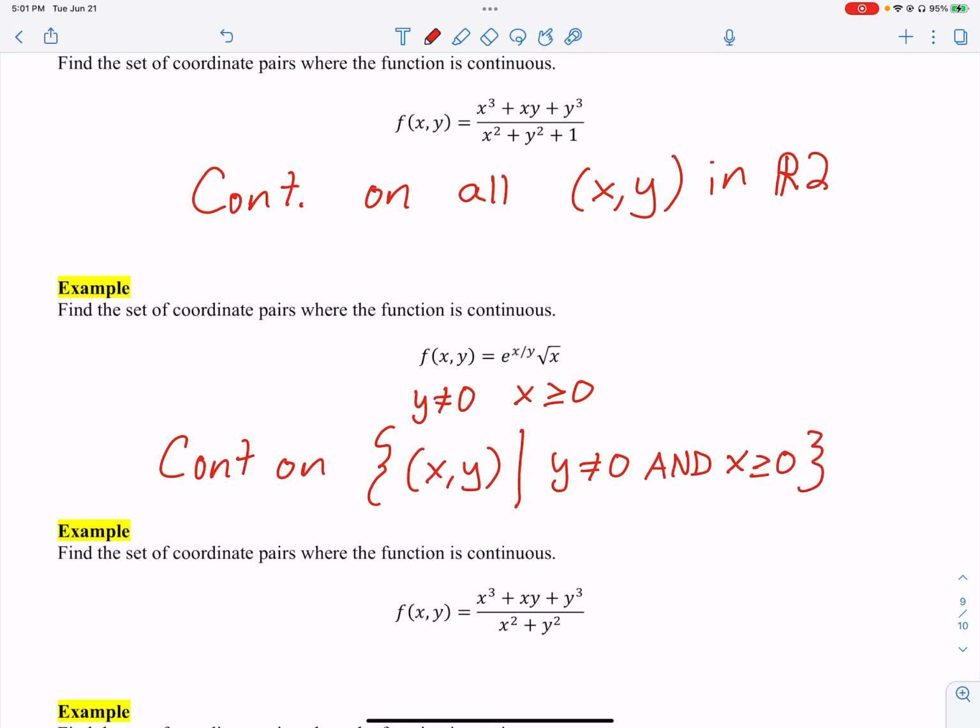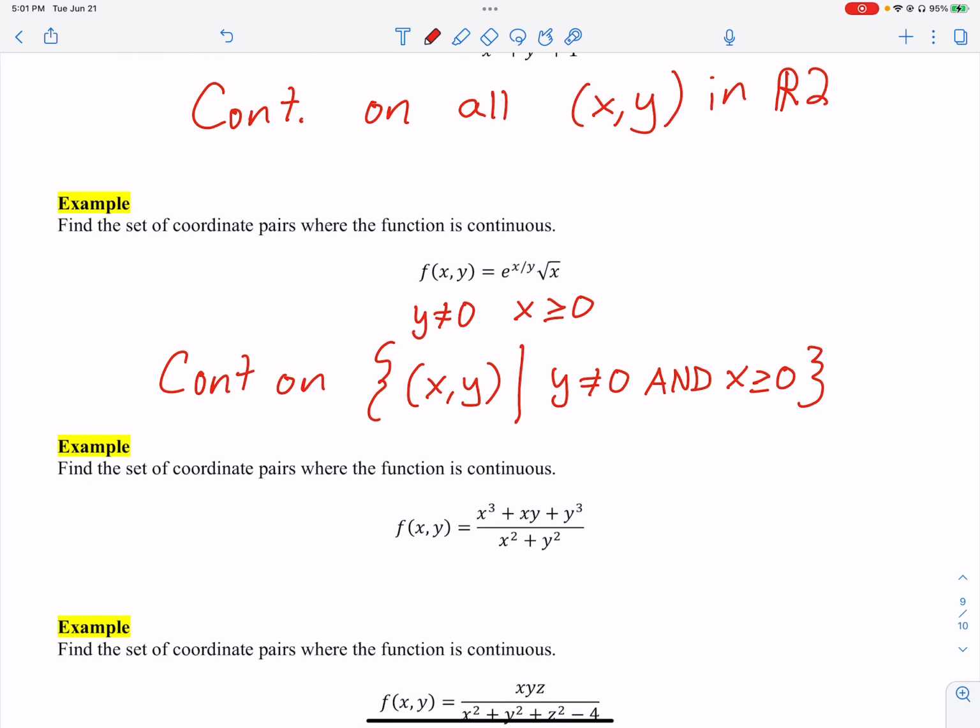So if I pick any point that satisfies that, I know my function is continuous there. Remember, continuous means that there's no jump, there's no skip, there's no hole. All right, let's take a look at this next example. These are pretty quick to write down. Let's take a look here.